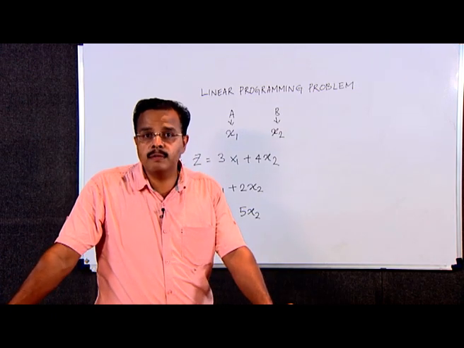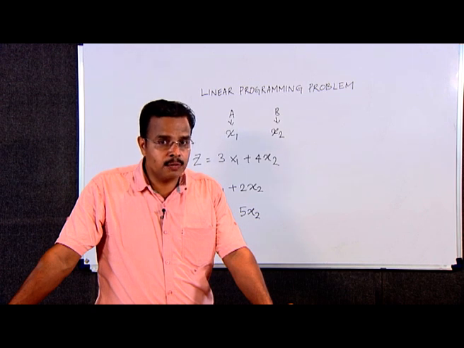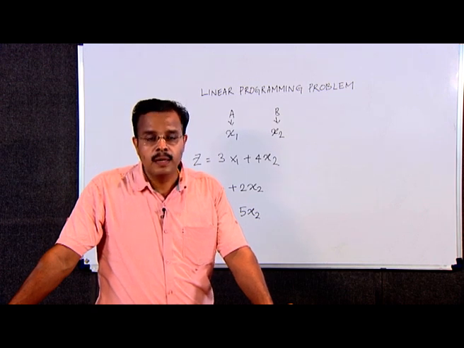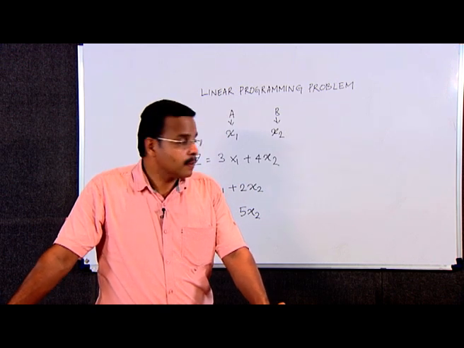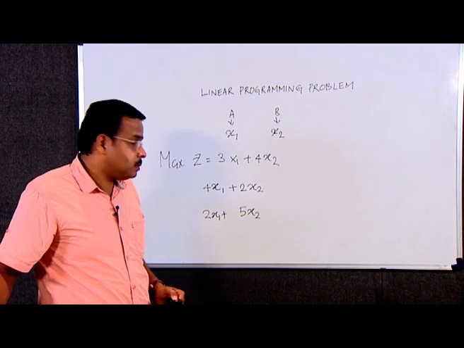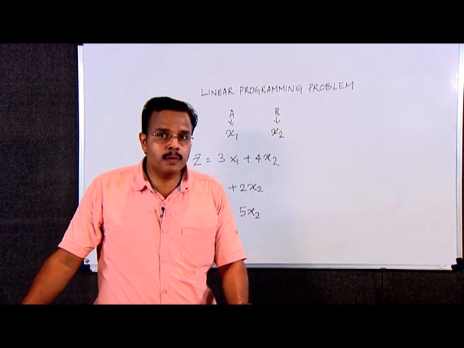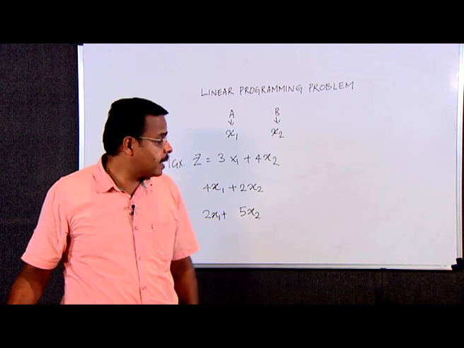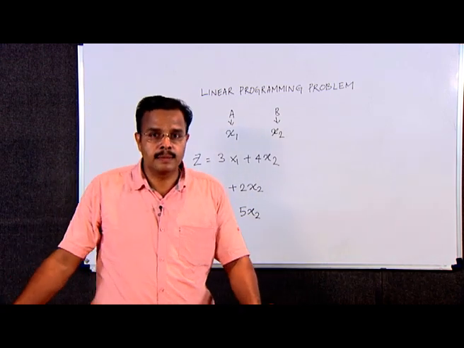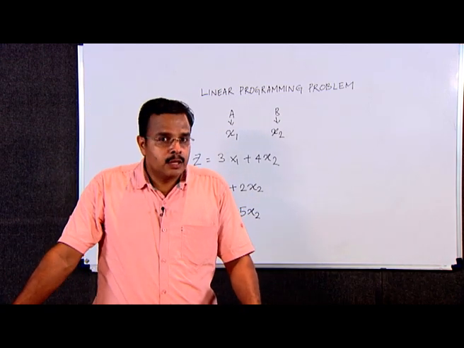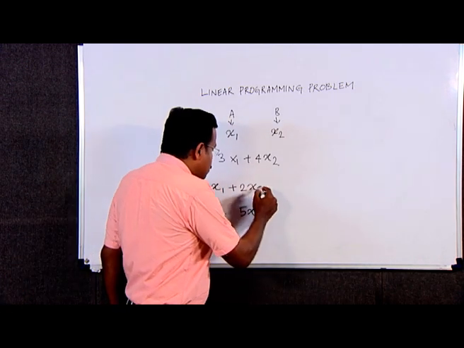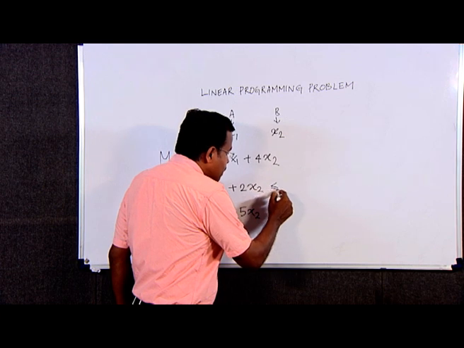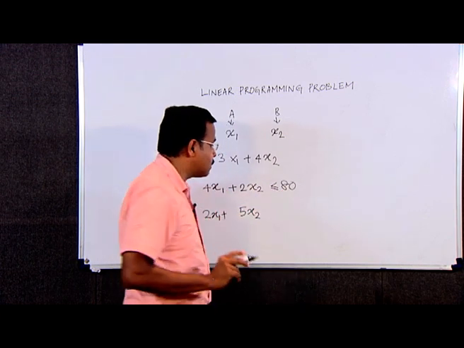Since the maximum working time of a grinder is 40 hours per week, the maximum working time of 2 grinders is 80 hours per week. Therefore, 4 x1 plus 2 x2 cannot exceed 80. Here 2 grinders are there. So, this 4 x1 plus 2 x2 should be less than or equal to 80. That is one of the restrictions.